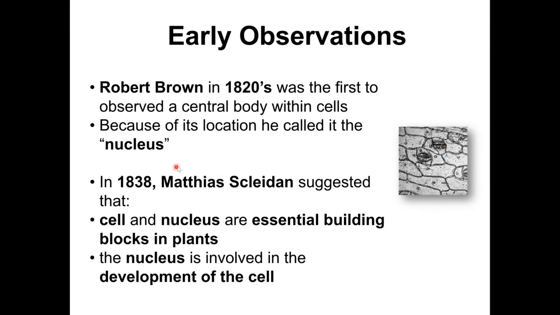Together with that, still in the first half of the 1800s, came Matthias Schleiden. By the way, Robert Brown is also the same scientist that is well known for the Brownian motion theory. Matthias Schleiden also noticed how these nuclei were present in several different types of plants. And so he theorized that the cell and the nuclei are indeed essential building blocks of plants. Not only that, but he was the first person who theorized that the nucleus, as the cell, is important for the development of the organism, and the nucleus is important for the development of the cell itself.